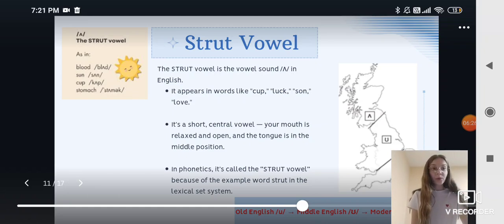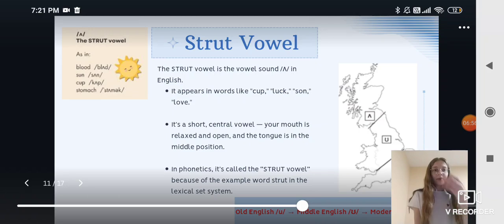For this example, we have the strut vowel. The strut vowel is a vowel sound in English. It appears in words like cup, luck, sun, and love. It's a short central vowel. Your mouth is relaxed and open, and the tongue is in the middle position. In phonetics, it's called the strut vowel because of the example word strut in the lexical set system, or also in other words like blood, some, cup, and stomach.